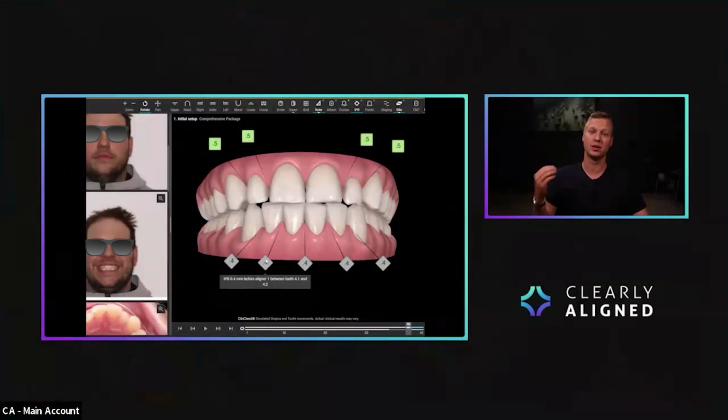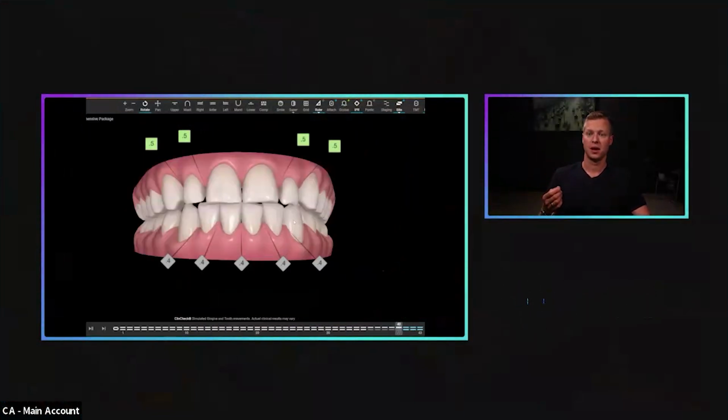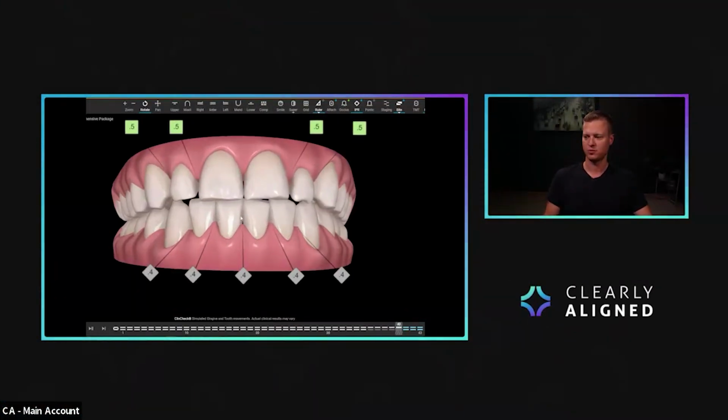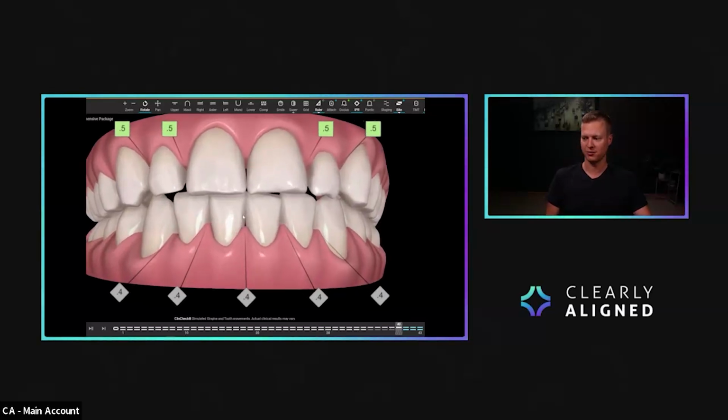I like doing 0.4 millimeters of IPR between the lower incisors because that allows me, if I absolutely need to, to do another 0.4 between those contacts for a total of 0.8 millimeters between contacts, which means that I would have reduced 0.4 off of one tooth and 0.4 off of the other tooth, right, in this contact.